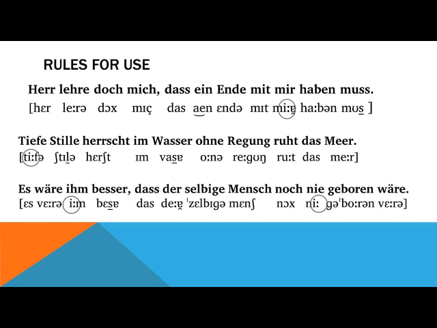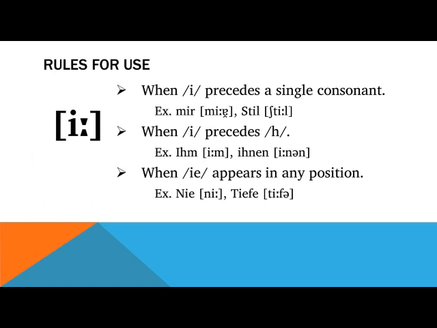So when I see this first word, mir, in the written word, I see a written I followed by a single consonant. In the next line, I see a written I-E. In the next line, I see I followed by an H. And then the last word, nie, another example of the written I-E making the E sound. So we can make these into 3 rules. We have the E sound when the written I precedes a single consonant. For example, mir, Stiel.